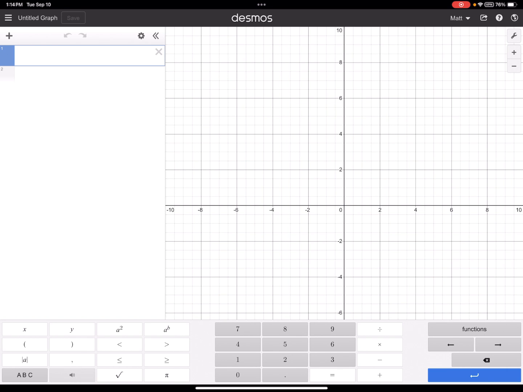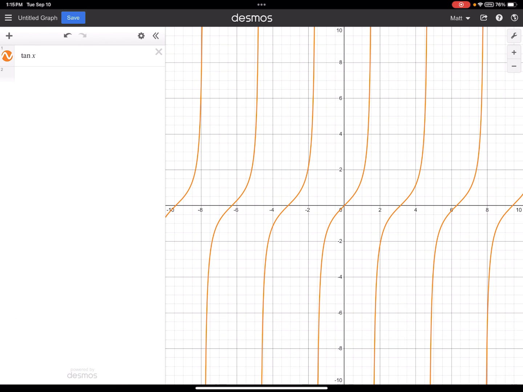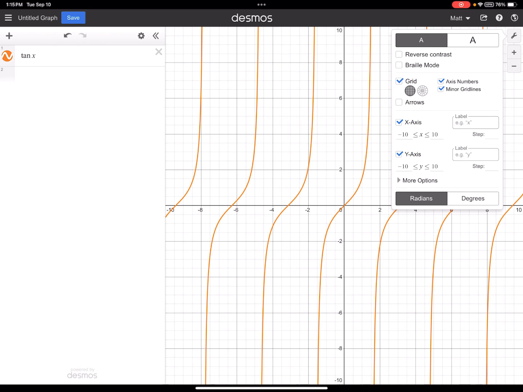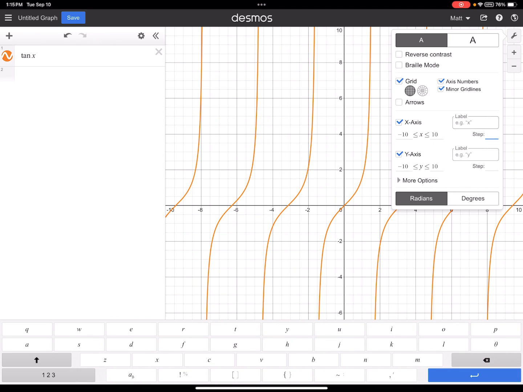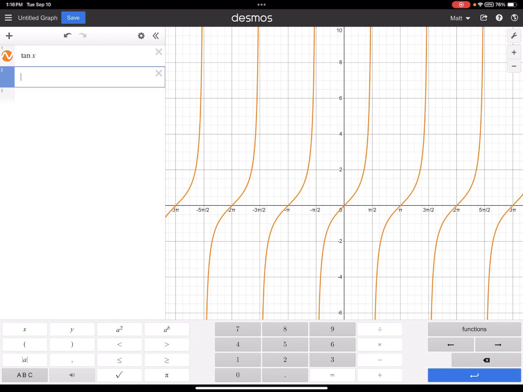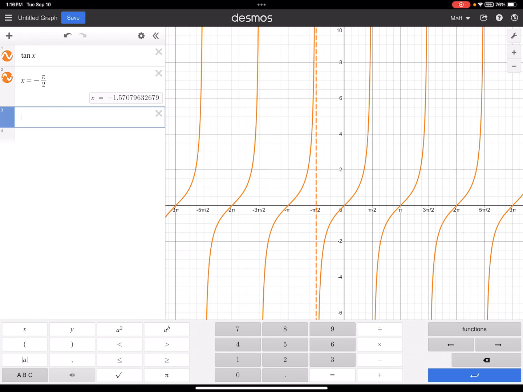I'll graph tangent of x. Notice our x-axis scale. I'm going to change it to be in terms of pi. So under step size here, I'll put pi halves. Again, let's just focus on the middle cycle. The left asymptote is x equals negative pi halves, and the right is x equals positive pi halves.